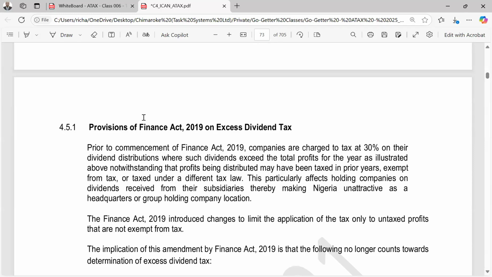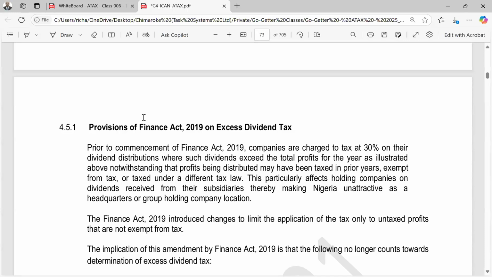Notwithstanding that the profits being distributed may have been taxed in prior years, exempt from tax, or taxed under a different law. So it doesn't matter whether the profit that gave rise to this dividend has been taxed, or whether it has been exempt from tax. As long as you are paying dividends, you are paying dividend tax of 30%, especially if it is higher than total profit.